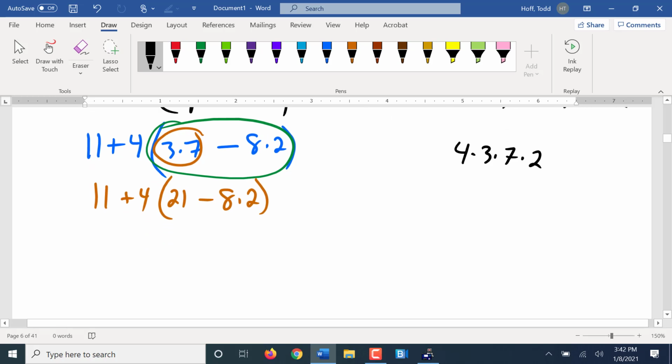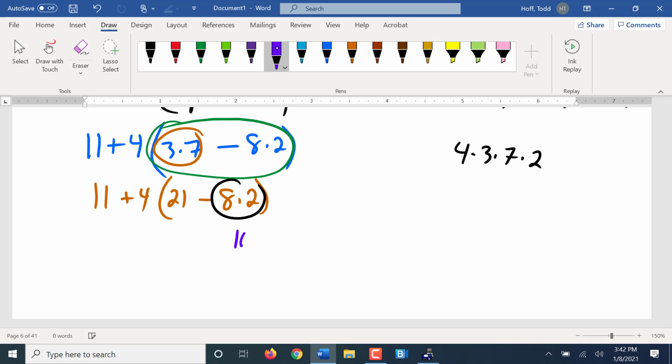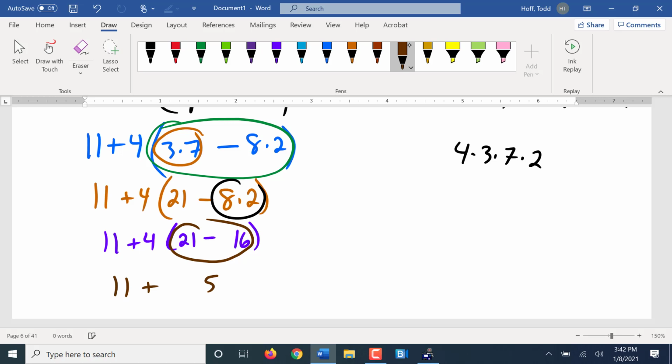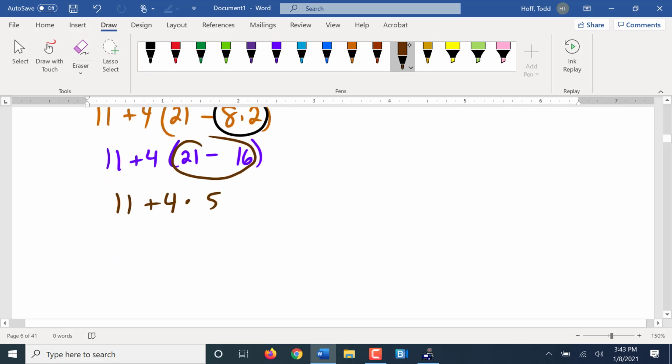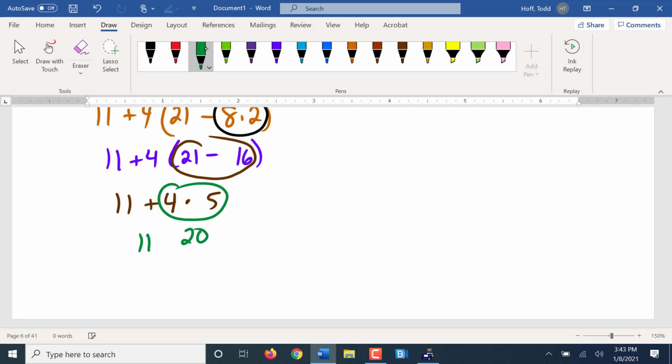So anyway, the next step here then is the 8 times 2, which is 16. What's next? 21 minus 16, which is 5. Now what can we do here now that we've done that subtraction? We can remove the parentheses and remember to put in the multiplication, the 4 times. So then the next step is the times 4, which is 4 times 5 is 20. And finally, 11 plus 20, 31.